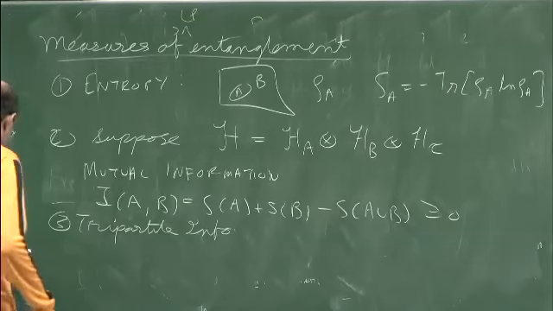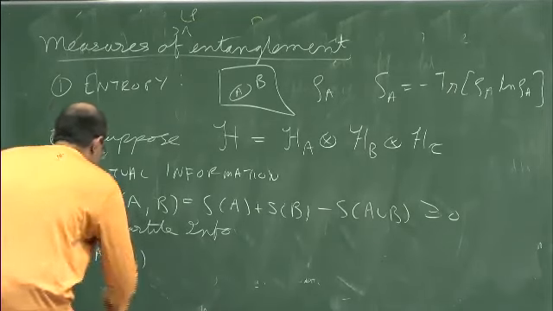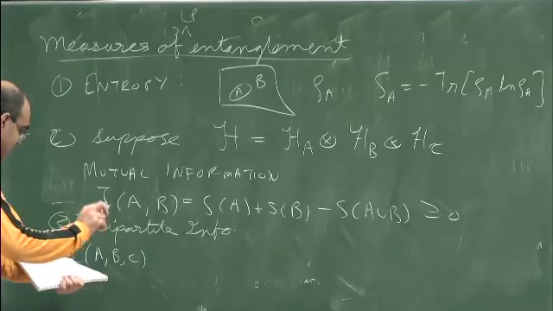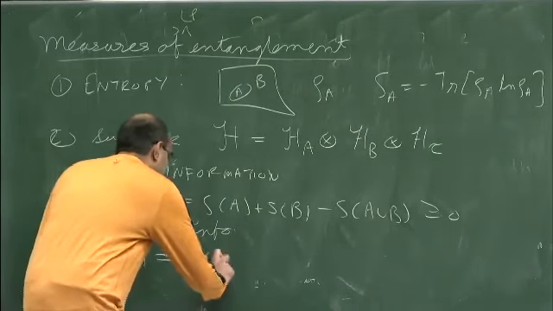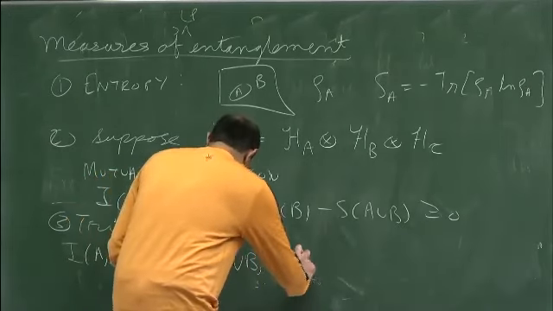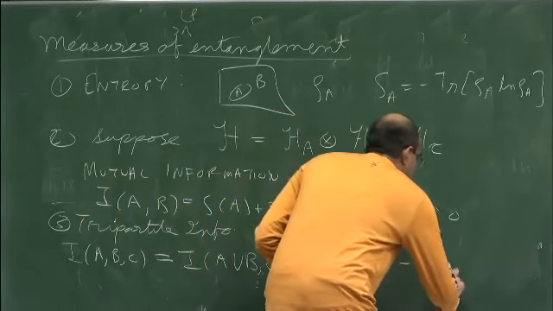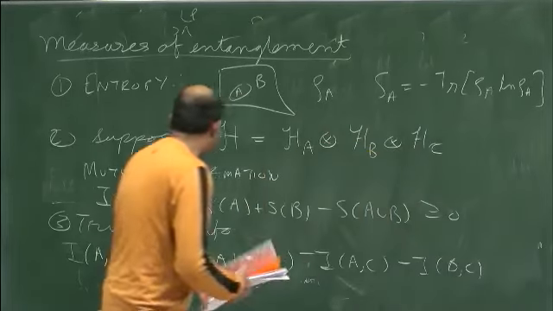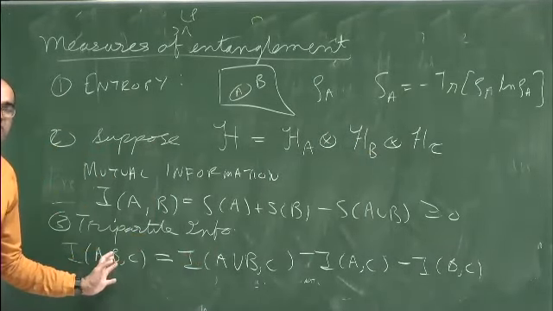I will write down one because it is useful. There's something called the triple information, of A, B, C. If you have 3 sets of degrees of freedom, then the triple information is the mutual information between A and the union of B and C, minus the mutual information between A and B and the mutual information between A and C. This is in fact symmetric between A, B, and C, even though the expression doesn't show that.